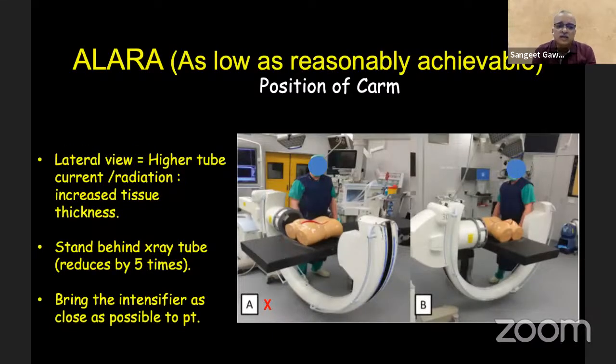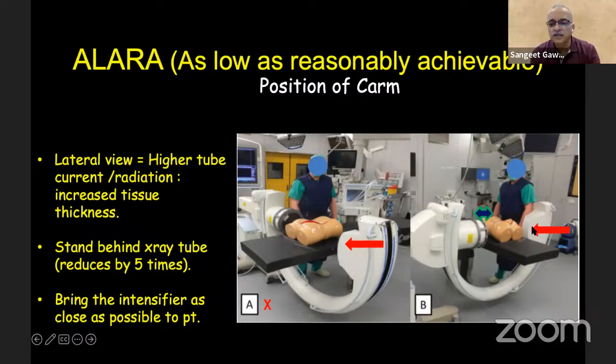Where should you stand when you are taking a lateral view? As we have seen from the various doses, the lateral view requires a higher exposure because the beam has to pass through the torso on both sides, with increased tissue thickness. In figure A, on your left side, you can see the surgeon is standing exactly opposite the X-ray beam, near the camera. He should not stand near the camera. He should stand as in picture B, opposite the X-ray beam. This will reduce his exposure by 5 times. So bring the intensifier as close to the patient as possible and stand on the opposite side of the X-ray beam when you are taking a lateral view. Like this.